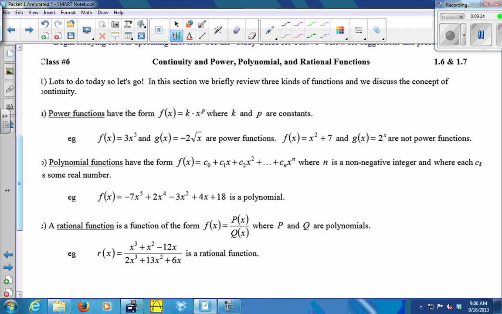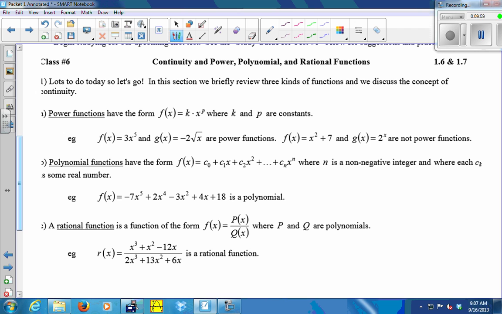So today we're going to briefly review 3 kinds of functions, and we're going to discuss the concept of continuity. Our 3 functions are going to be power functions, polynomial functions, and rational functions. You should be familiar with these from previous classes. A power function has the form f of x equals k times x to the p, where k and p are constants. They're just numbers, and they can be any numbers: fractions, decimals, whole numbers, integers.